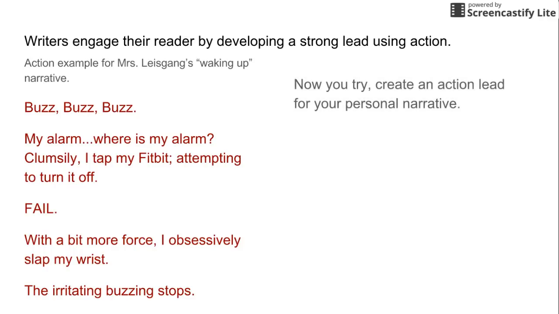You can create an action lead for your personal narrative by trying to weave in those details of facial expressions, arm movements, the way your body is moving through your motions if you're running, trying to really slow down your writing piece, and show the action through your writing. You can pause the video and work on collecting your action lead for your personal narrative in your writer's notebook.